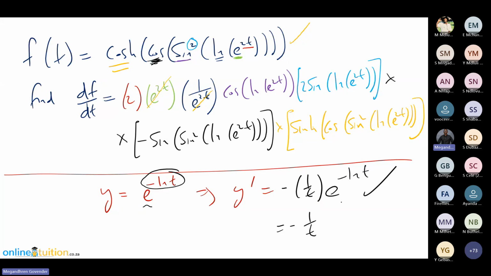E to the minus ln t is the same as e to the ln of 1 over t. But hang on, when e meets ln, we know what happens, right? They dissolve, so the final answer is minus 1 over t squared. Beautiful. That's your homework. Check that out. E to the minus 1 over t squared.